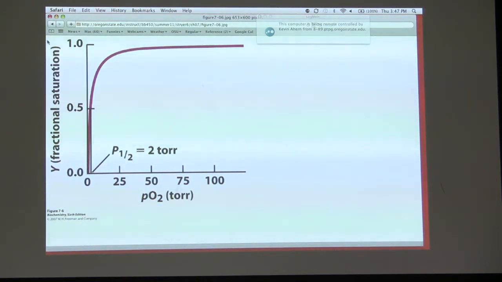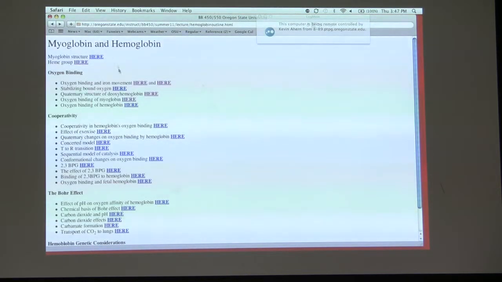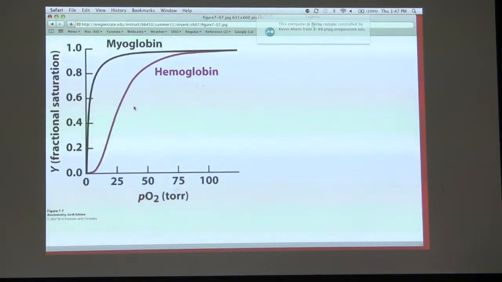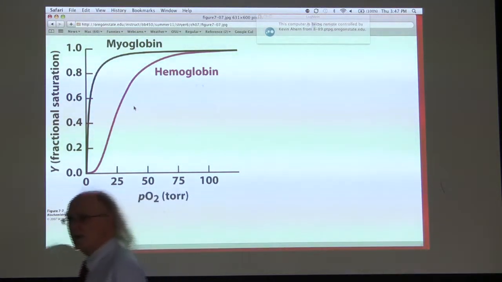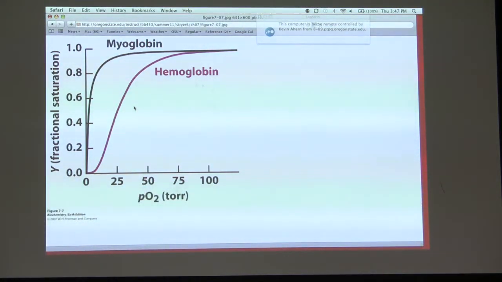Well, that's really great if all we want to do is give up oxygen only when cells desperately need it. Our body needs oxygen all the time. We don't want a protein that only gives up oxygen when we desperately need it. We want a protein that grabs oxygen when we want it to and gives it up more readily when our cells need it. And hemoglobin fits that model very, very well. This shows the binding affinity of hemoglobin for oxygen compared to myoglobin over the same concentration range. We notice a big difference.